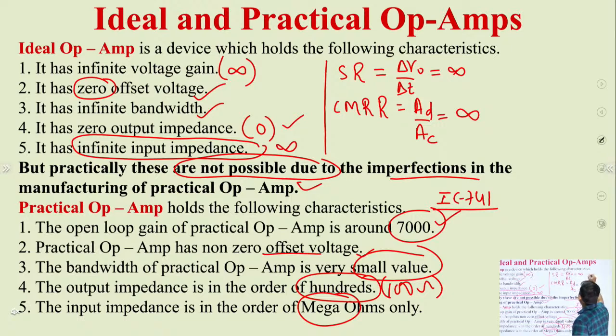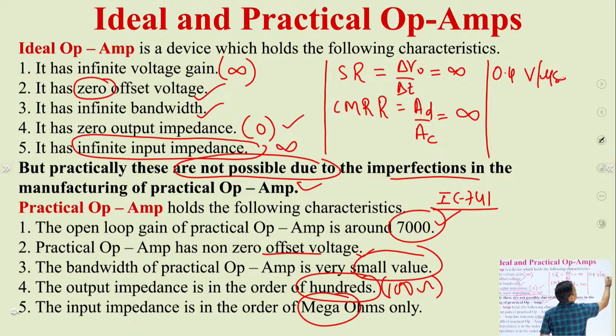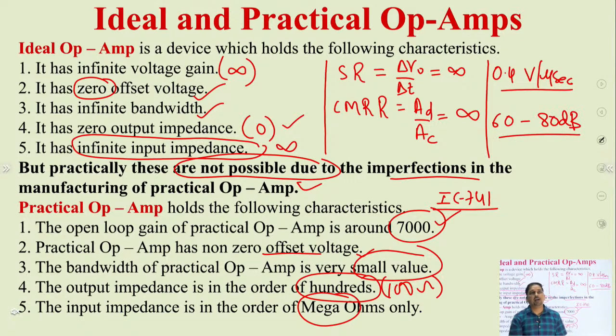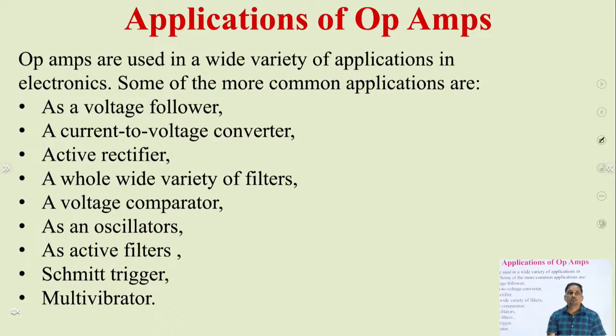And what about CMRR and slew rate? The slew rate for the practical op-amp IC741 is around 0.4 volt per microsecond, and also the CMRR is around 60 to 80 dB, 60 to 80 decibels. So this is the brief comparison between the ideal and the practical op-amp.